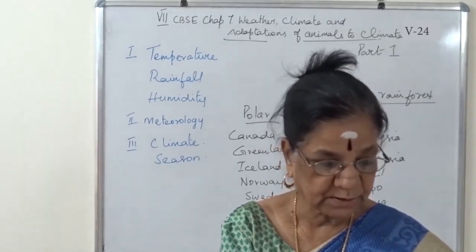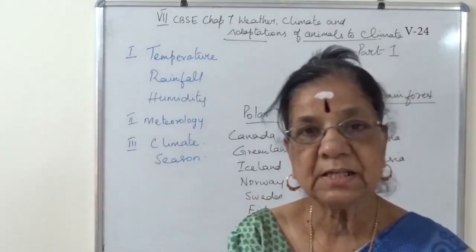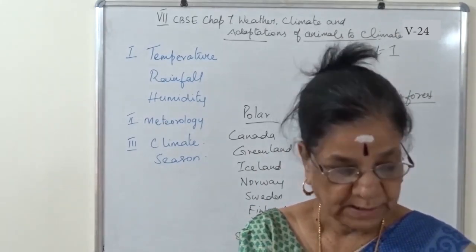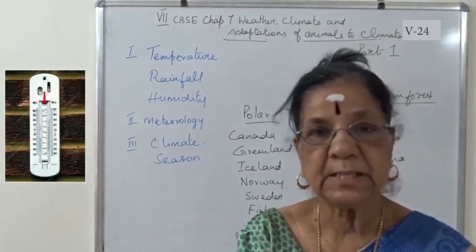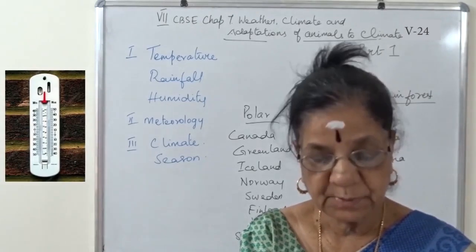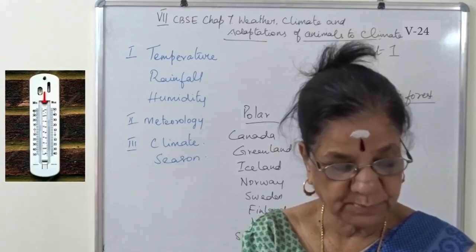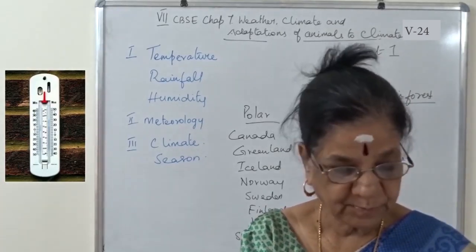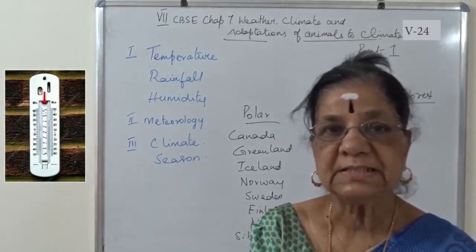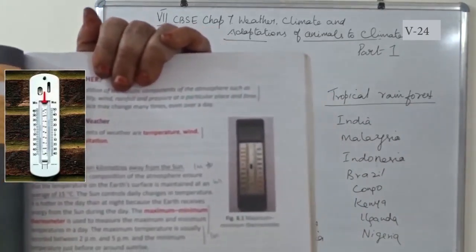One more question, follow. Daytime is hotter than nighttime because Earth receives energy from the sun during the day. Then the maximum minimum thermometer is used to measure the maximum and minimum temperature. The maximum temperature is usually recorded between 2 and 5 p.m. and minimum temperature is just before or around the sunrise. So it's the maximum minimum thermometer.